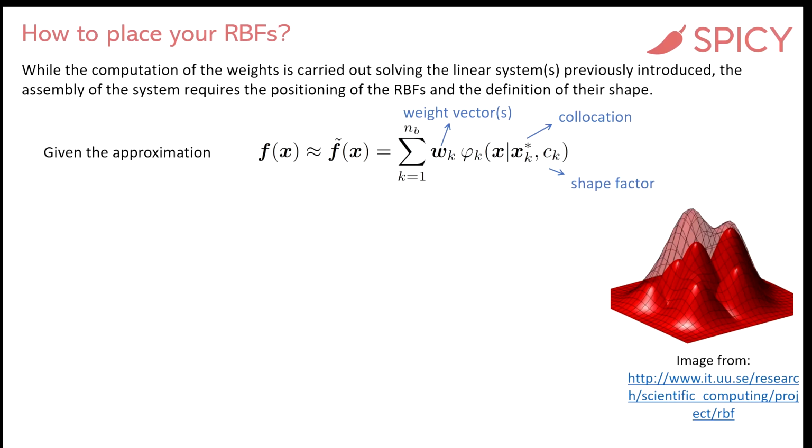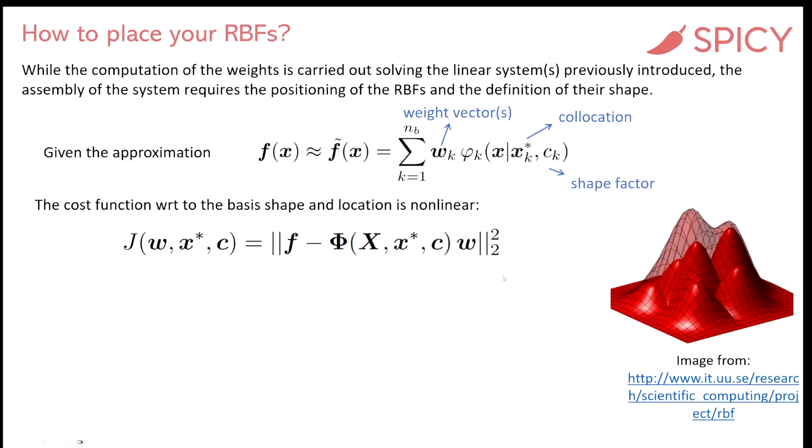But how do we get this collocation and shape factor in SPICY? Well, the first idea that comes to mind would be to just include these parameters in the cost function that drives the optimization, that is used to train the regression. Here I'm recalling what this could look like if we deal with a regression problem, where our cost function is the L2 norm of the error of our approximation, and we could make this depend on the collocation and the shape factors.